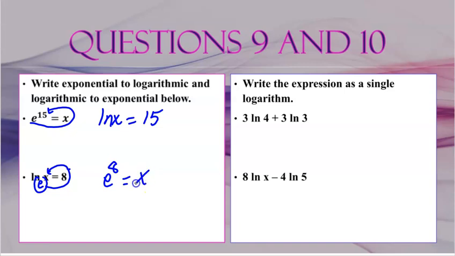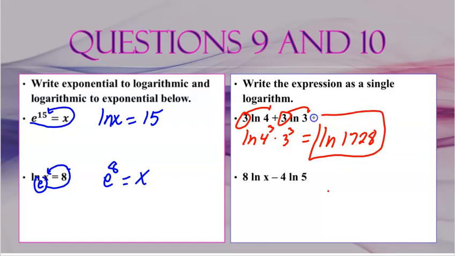Question 10, write the expression as a single logarithm. So you have to remember our properties of logarithms. When it's written as addition, that's going to be multiplication. But first, the number out in front goes as an exponent. So right now I have the natural log of 4 to the 3rd power times 3 to the 3rd power. So I have 64 times 27, which is going to give us the natural log of 1,728. And that's how you would write it as one single logarithm.